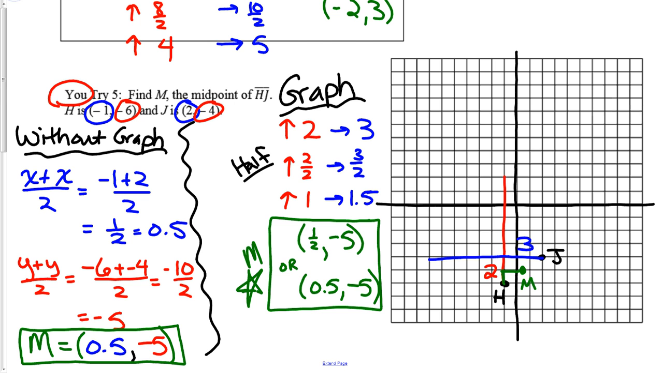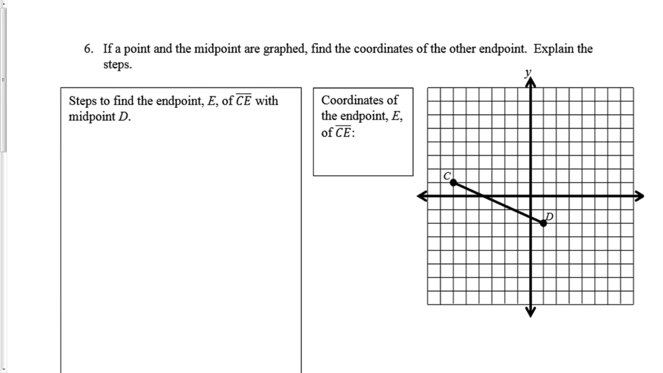So we are now moving on to number 6. Number 6 is a little bit different. Everything that we've done up to this point has been the same. If a point and the midpoint are graphed, find the coordinates of the other endpoint. So let's look at this key word here. We are now finding an endpoint. That's my key word. So I'm not doing the same thing.